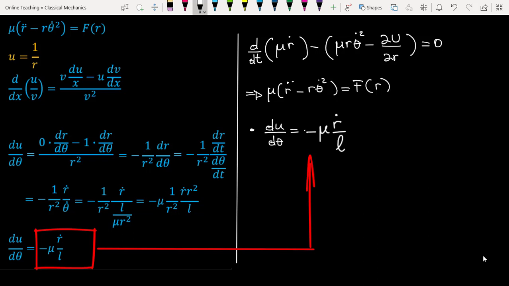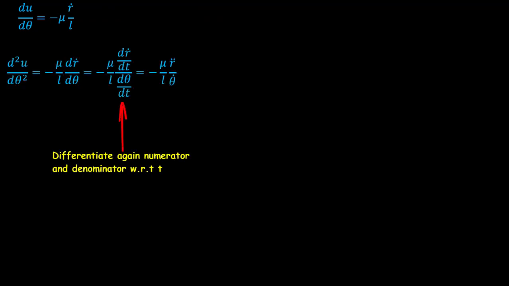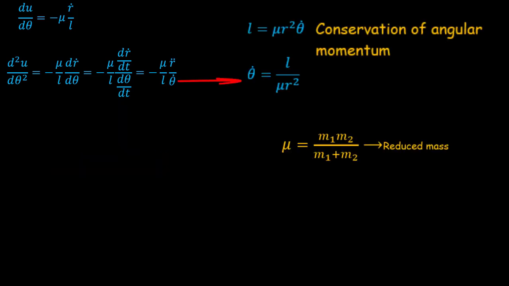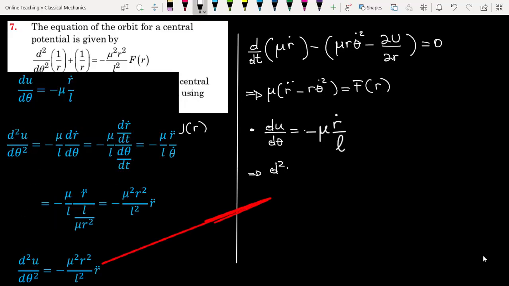Now we are going to find the second derivative of u, the new variable, with respect to d theta. These are the second derivative. You see, the second derivative of the new variable u with respect to theta.